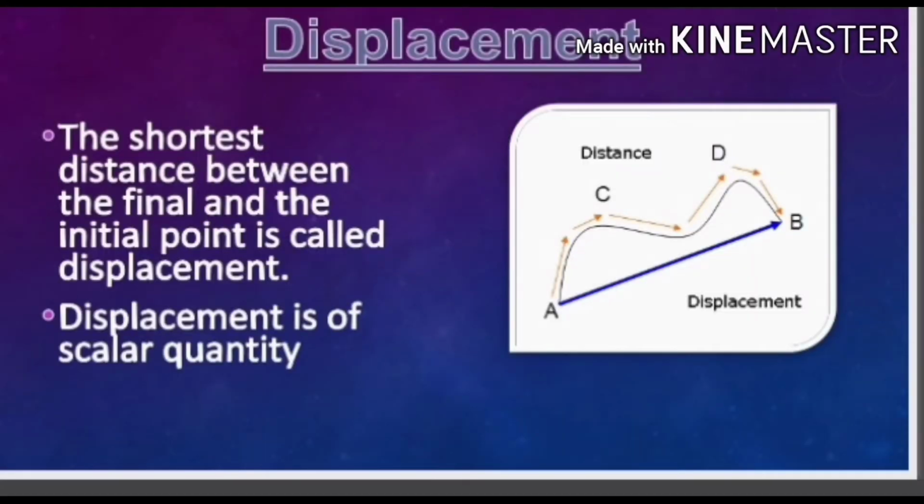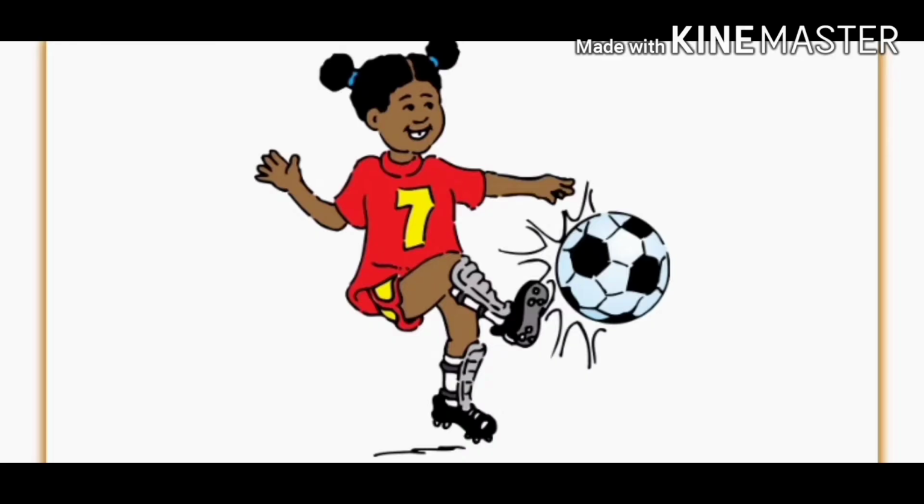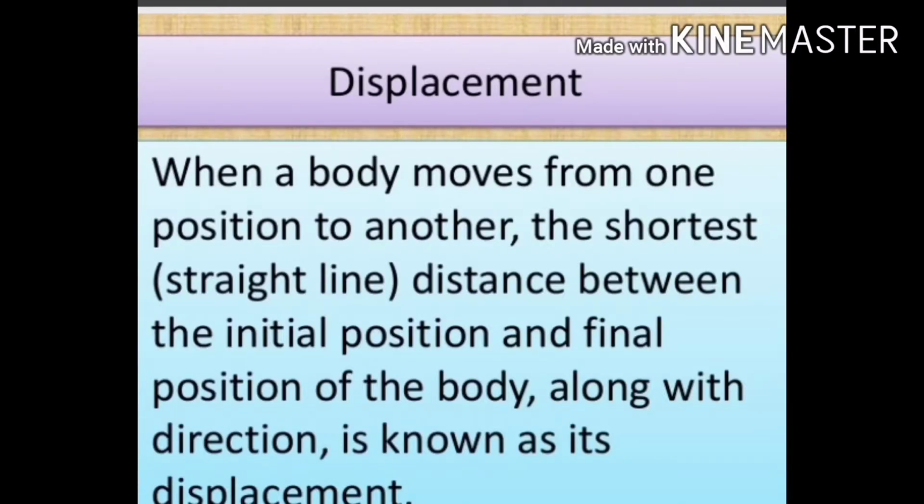Displacement. When a body moves from one position to another, the shortest distance between the initial position and the final position of the body along the direction is known as displacement. Displacement is a vector quantity as it has both magnitude as well as direction.